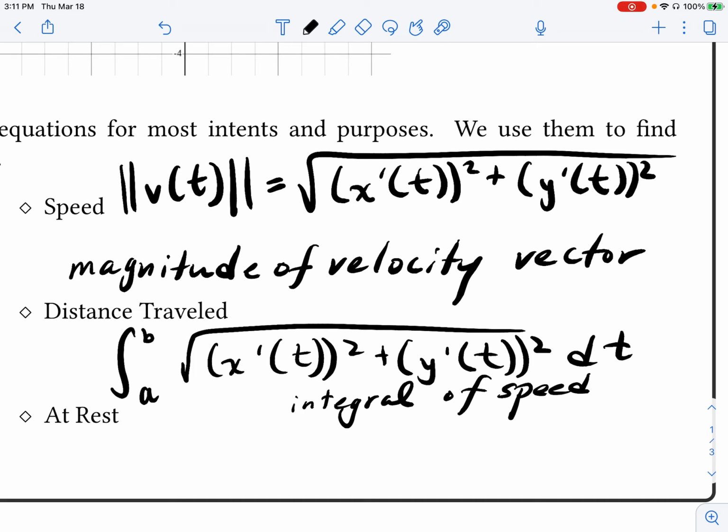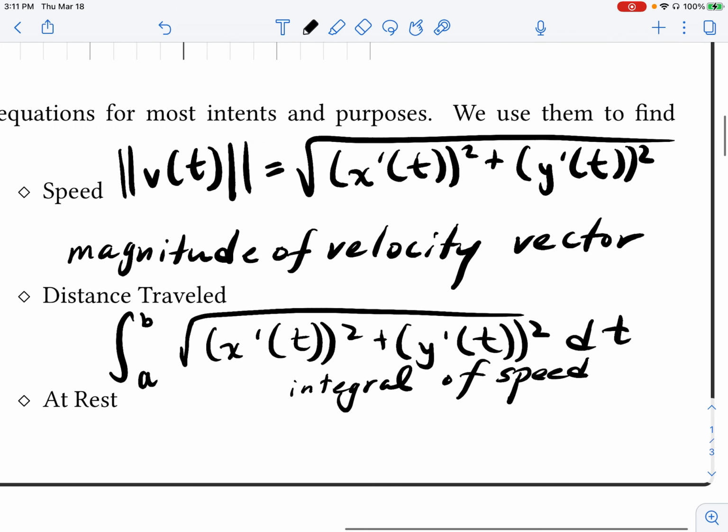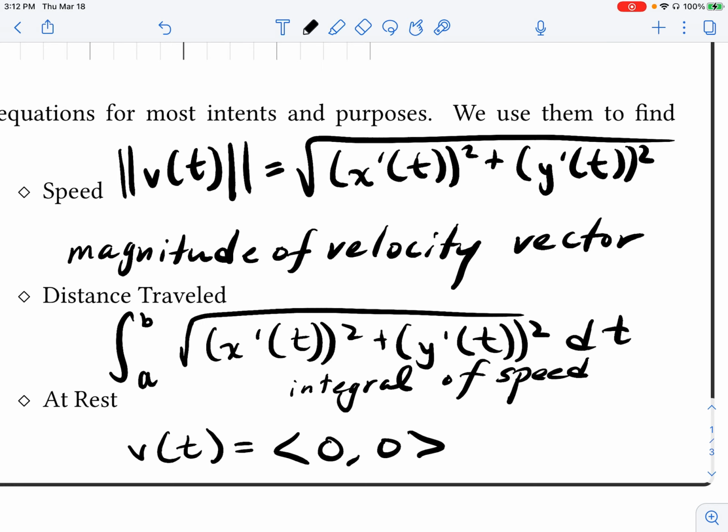Okay. And now, finally, and this is just review. When is a particle at rest? Well, we know a particle is at rest when our velocity is equal to 0. So we'll just set our velocity vector equal to 0.